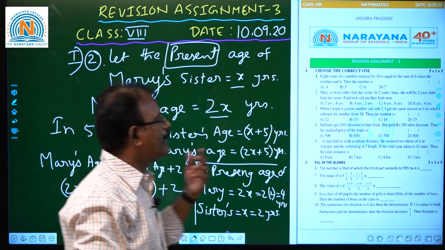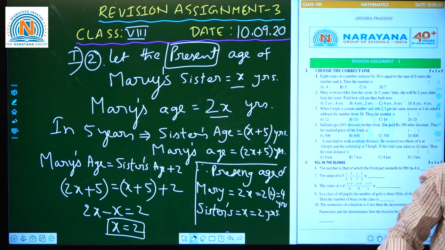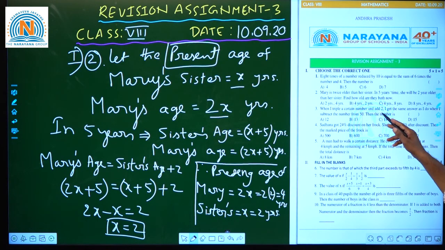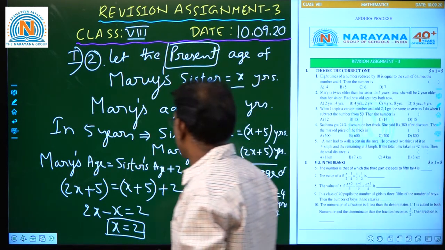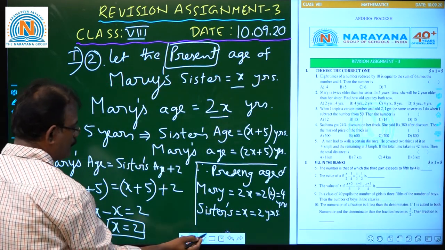Come back to the third question. When I triple a certain number and add 2, I get the same answer as I do when I subtract the number from 50. Then what is the required number? This is the third one of the first Roman, children.